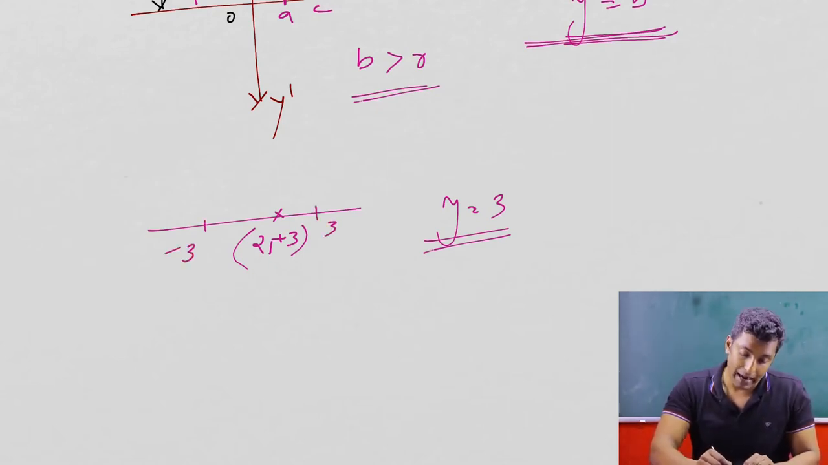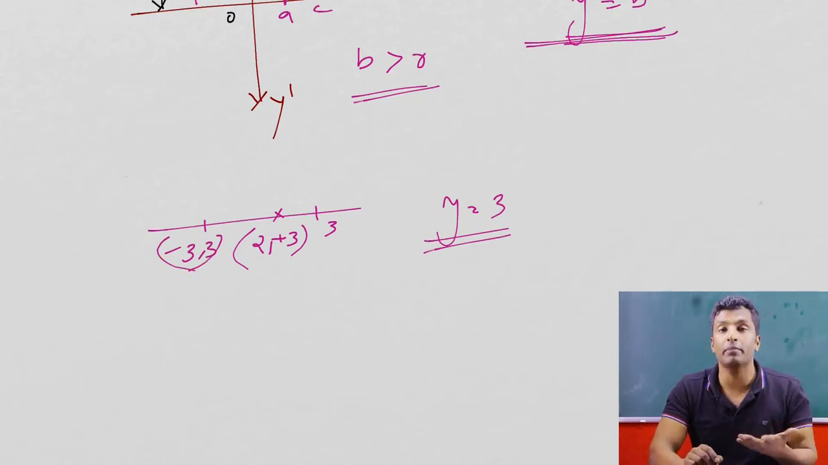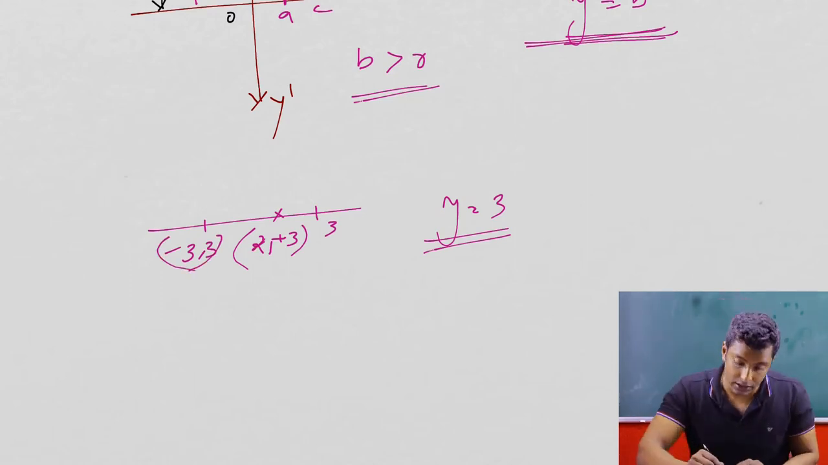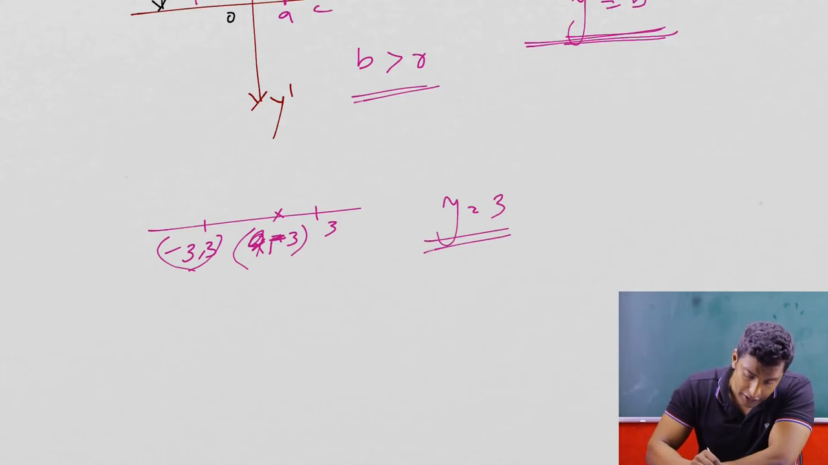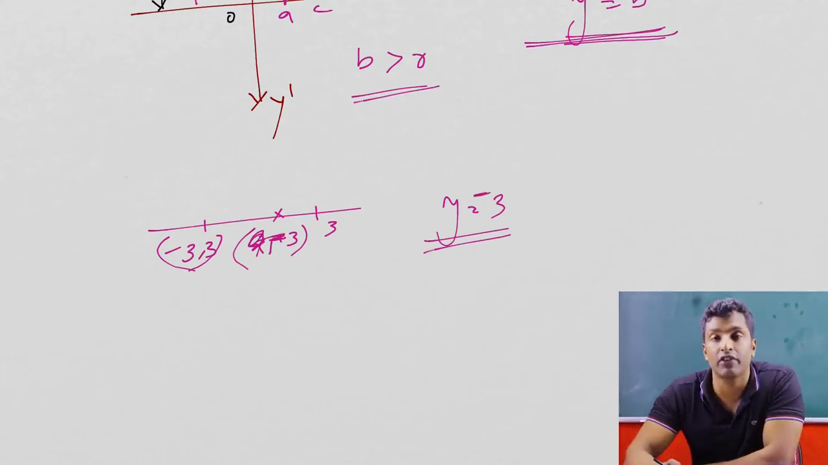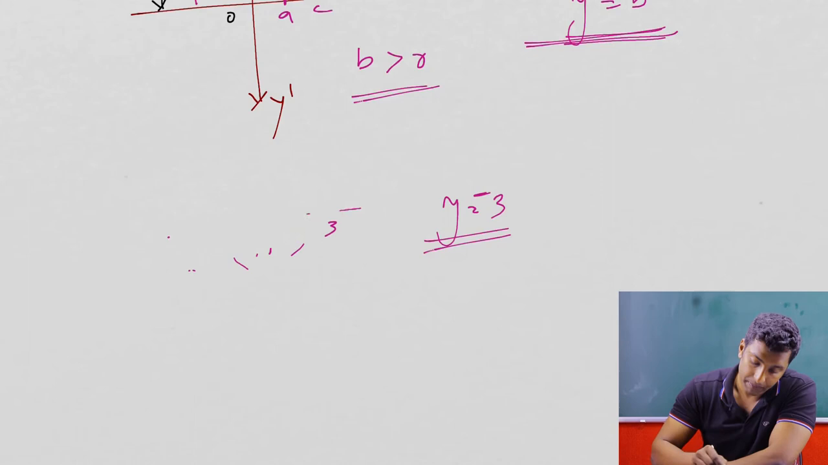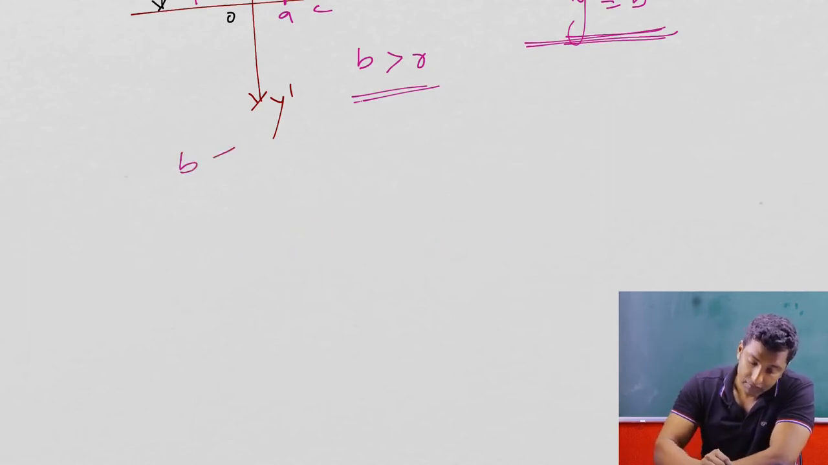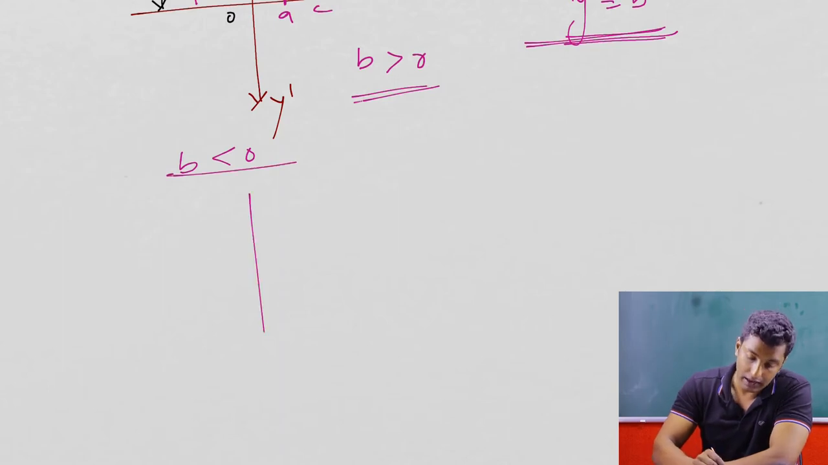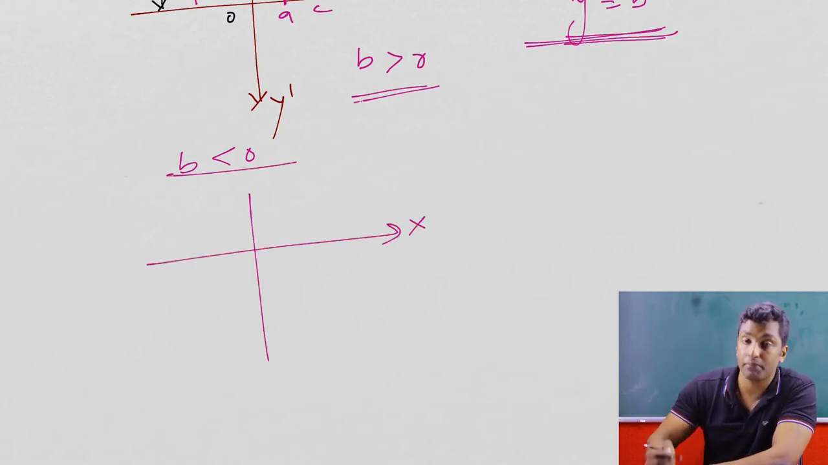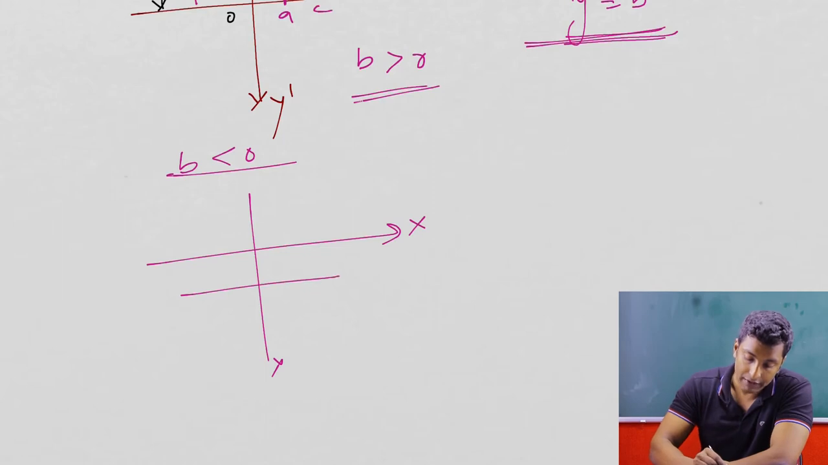Okay, it can be -3, then the y coordinate will be 3. The x coordinate can be anything, so this is not important for me. Similarly, if it is -3, you will write it as y is equal to -3. Why? Because that is the second case, right? The b is negative, b is less than 0. Then how will your line look in the Cartesian plane? It's x and y. It will be like here.